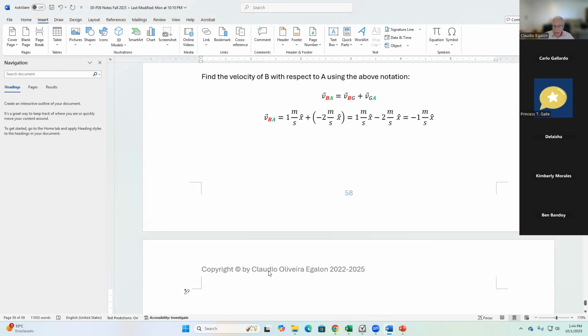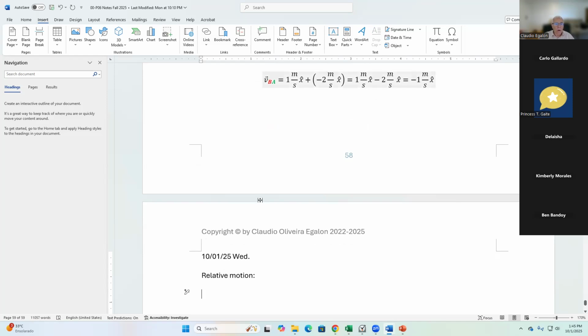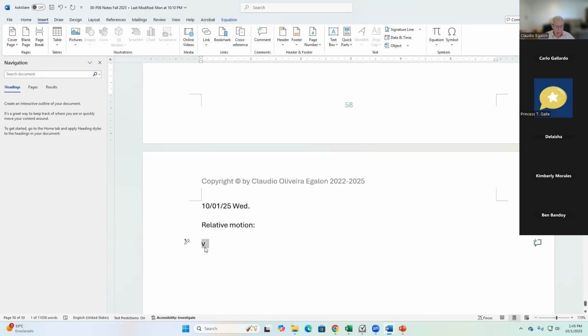This is October 1st, 25, Wednesday, relative motion. Relative motion, okay? So I'm gonna write down what the notation means, right? VBA means the following.